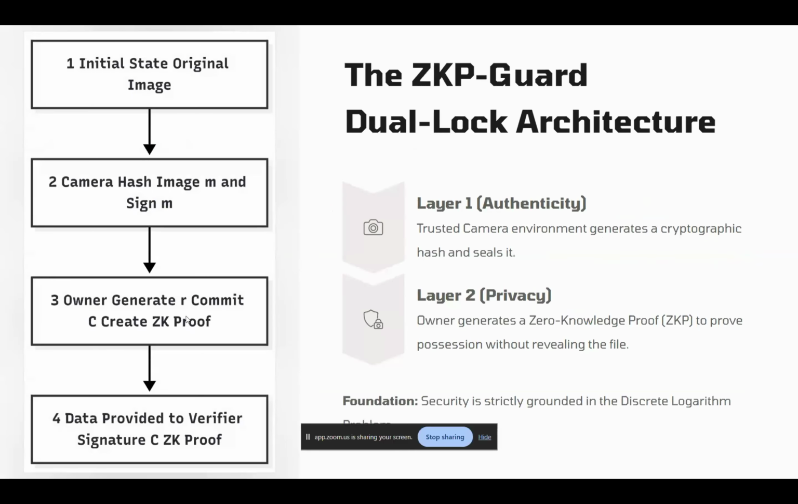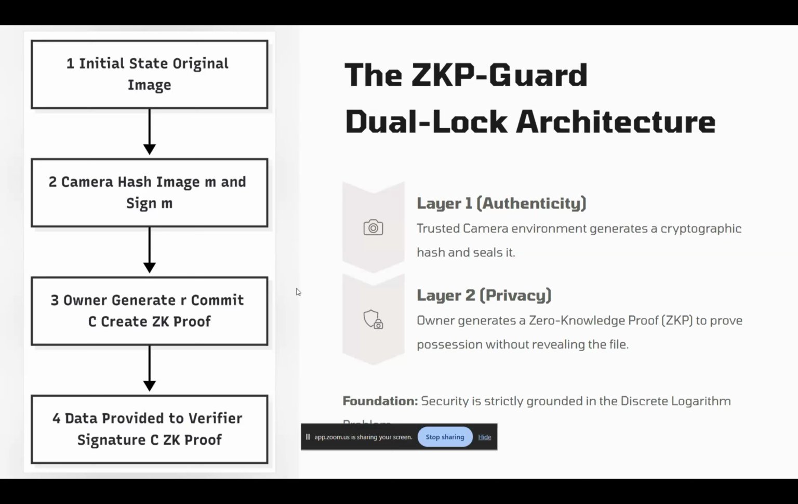The dual-lock architecture. As you can see on the screen, we have implemented two layers of security. First one is authenticity, and second one is privacy. For the authenticity part, we have used the ECDSA algorithm, which is the Elliptic Curve Digital Signature Algorithm. It seals the image, and if someone tries to break the image or change it with any attack or tampering, the hash of the whole image will be changed, and we will be able to detect that this is not the original authentic image.